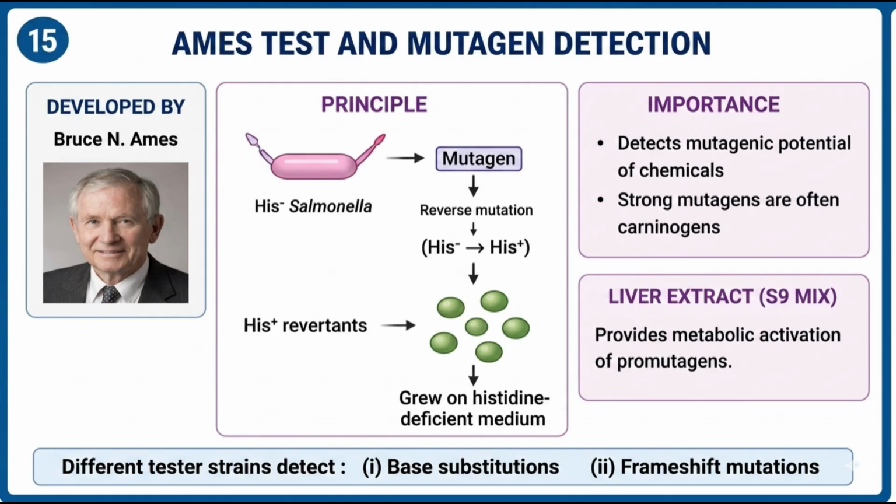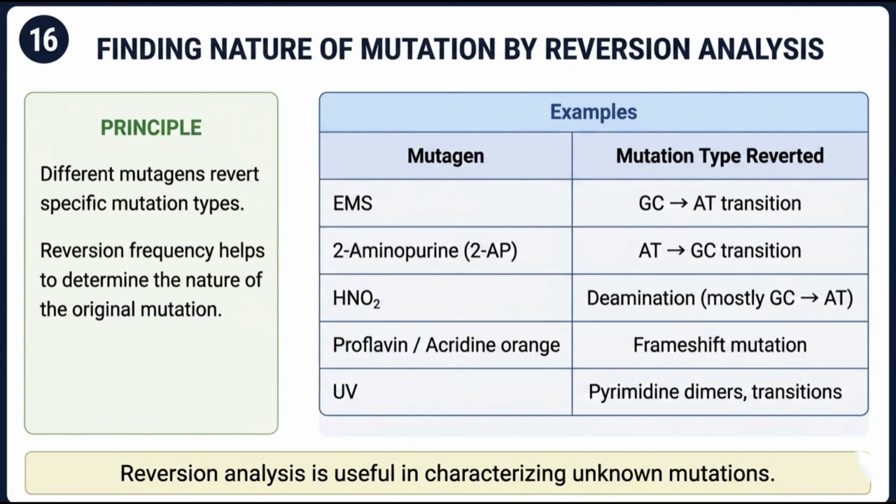The number of revertant colonies indicates mutagenic strength of the chemical. Rat liver extract is often added because some chemicals become mutagenic only after metabolic activation. The Ames test is important because many mutagens are also carcinogens. Finding nature of mutation by reversion analysis.